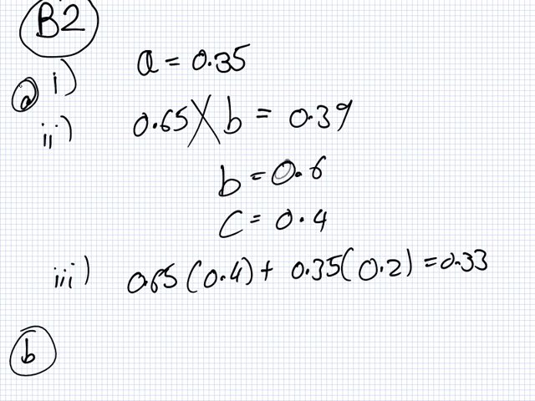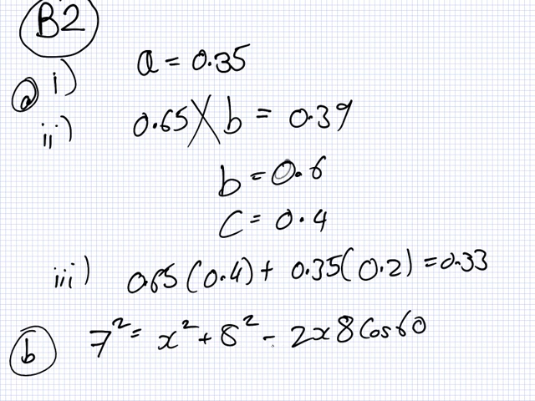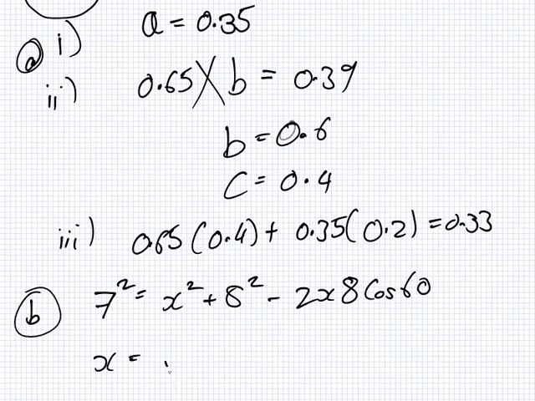Part B. Find the x. What rule could I use to get the x there? I think cosine rule. Or sine? I don't know if I could use the sine rule because I only have one angle. That's so painful, right? Cosine rule. But 7 squared equals x squared plus 8 squared minus twice x times 8 times cos 60. So x will be the square root of 57.